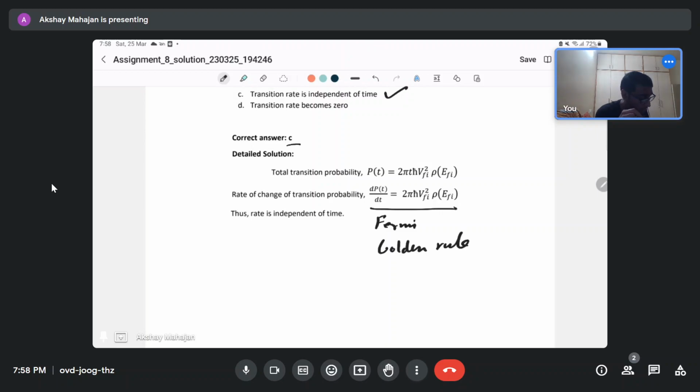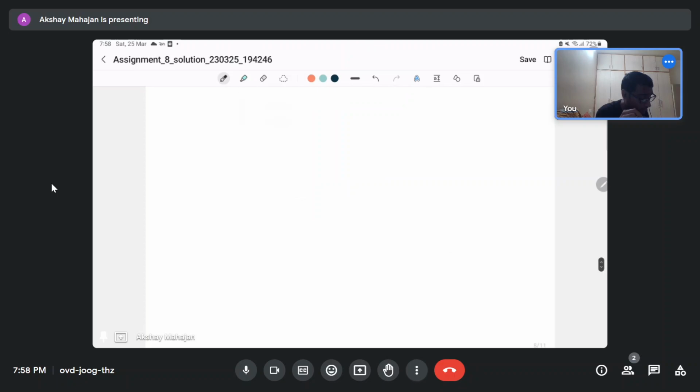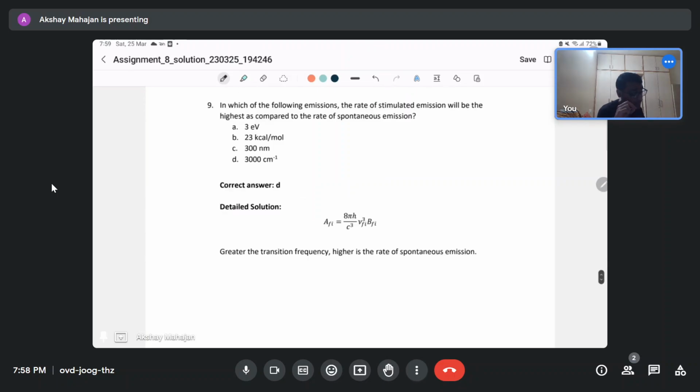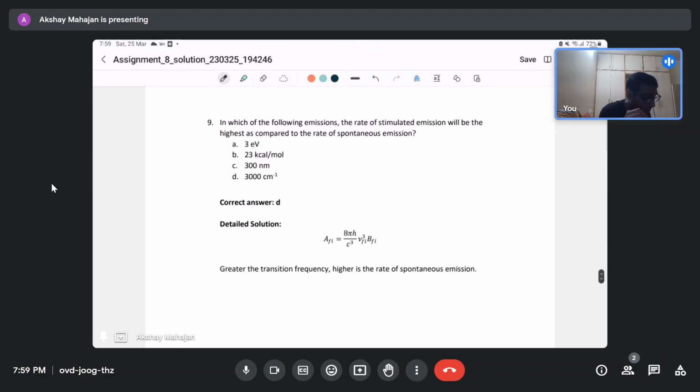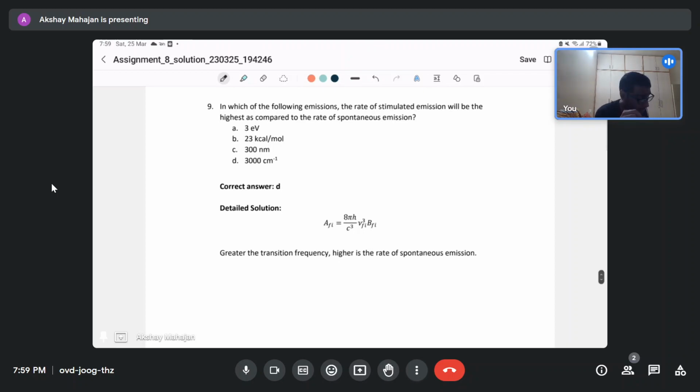Let me just see today's session. Now, okay. Now, question number 9. In which of the following emissions will the rate of stimulated emission be the highest as compared to the rate of spontaneous emission? So we know this relation is given. This is the relation between spontaneous emission, which is A, and stimulated emission, which is B.